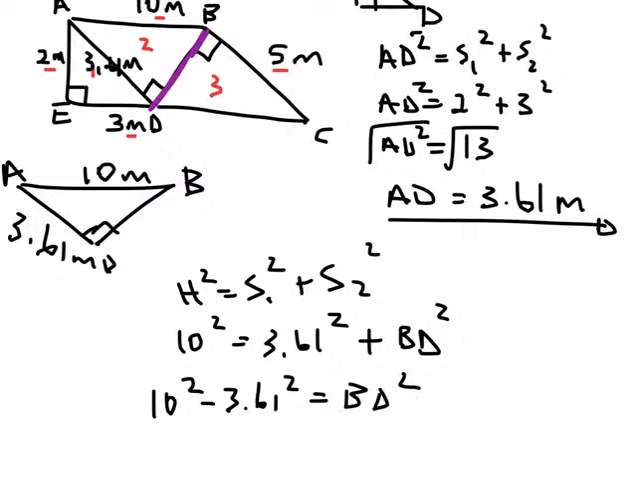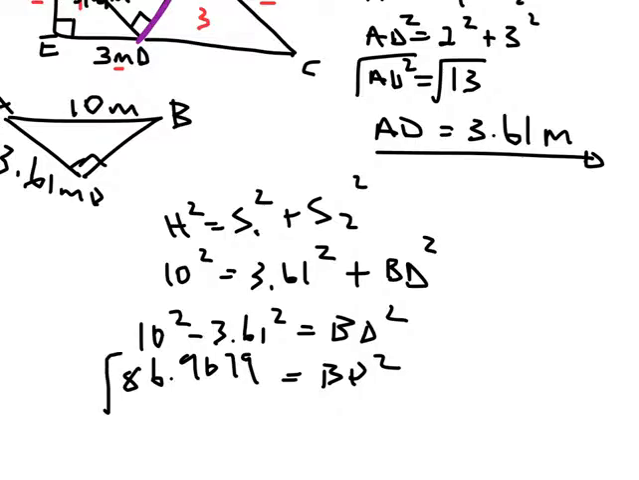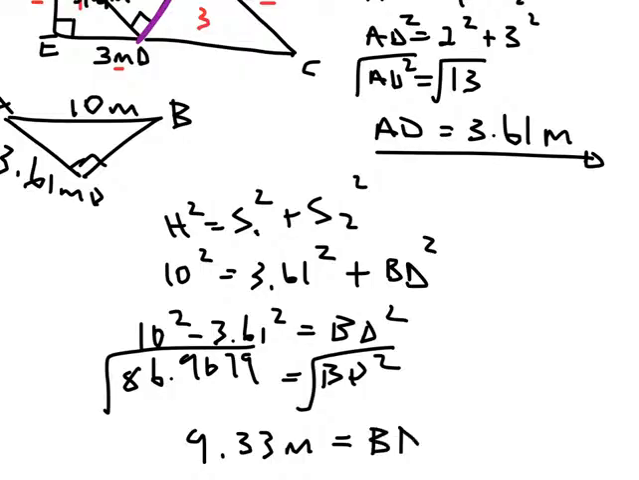And then, okay, let's see, 10 squared minus 3.61 squared is equal to, I'm getting 86.9679, which should be equal to BD squared. So now let's square root both sides. Let's see what we get. We are getting 9.33. When we round it, remember to say in meters, this should be equal to BD.